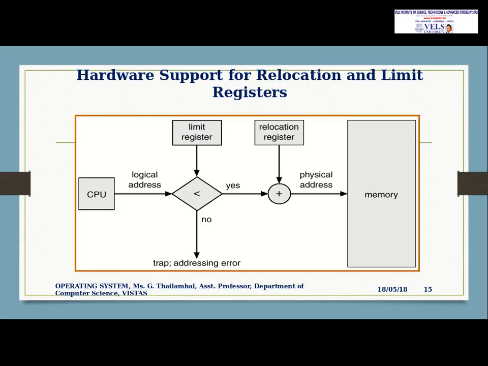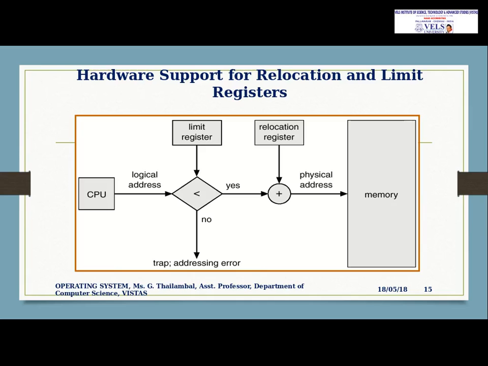Suppose the limit register has 10, because my process has only 10 lines, but I want to access the third line now. So the logical address is 3, and the limit register value is 10, because I have only 10 lines. It will check whether the logical address is less than the limit register. For example, 3 is less than 10. Yes, the user is accessing the correct part of the process.